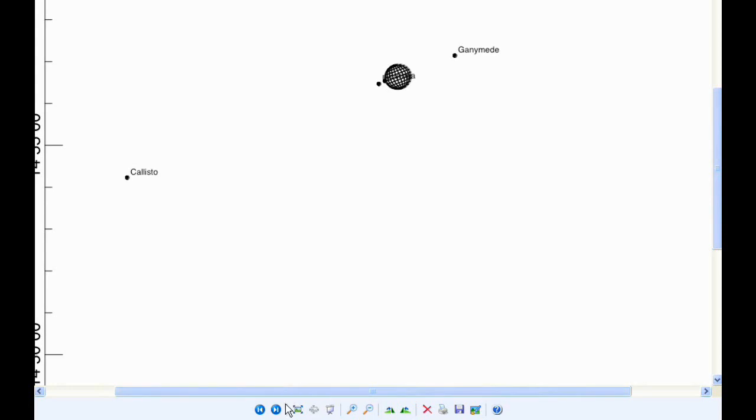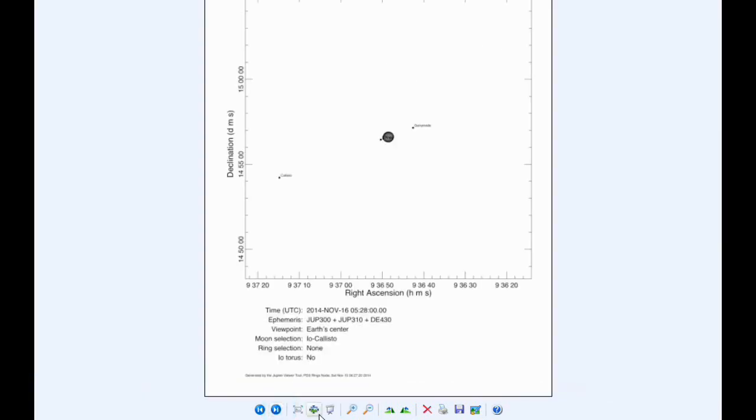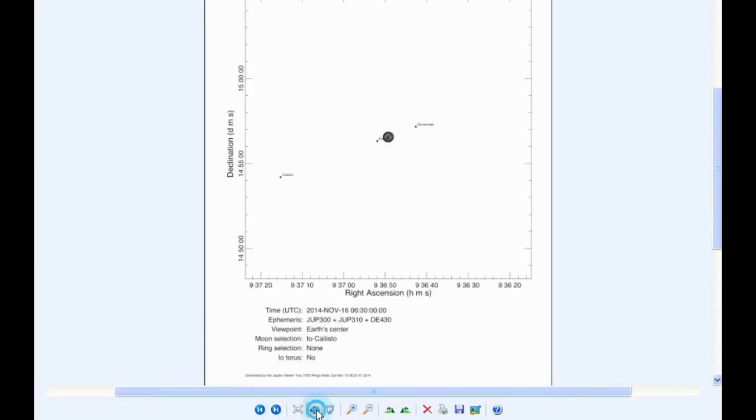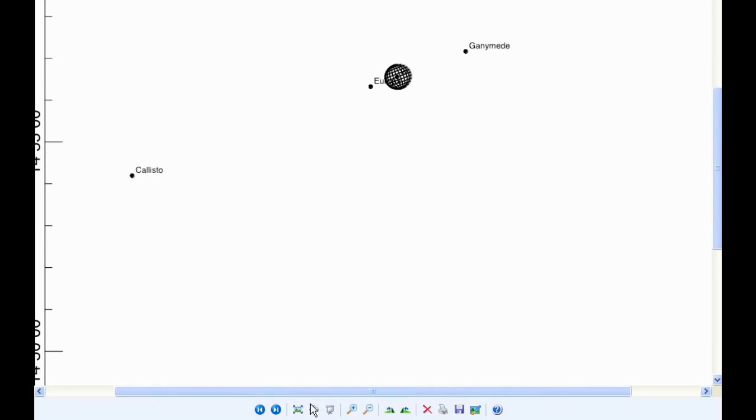At 5:28 UTC, Io begins its transit of Jupiter. At 6:30 UTC, the shadow of Io egresses from Jupiter. And at 7:44, Io ends its transit of Jupiter.